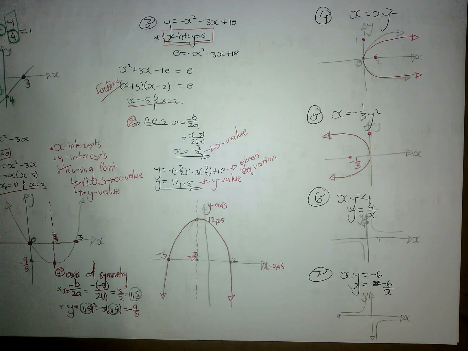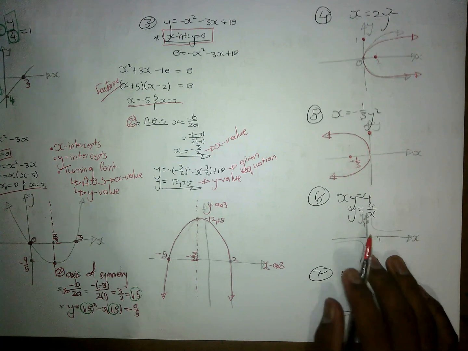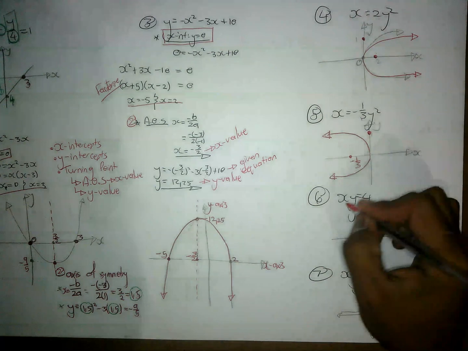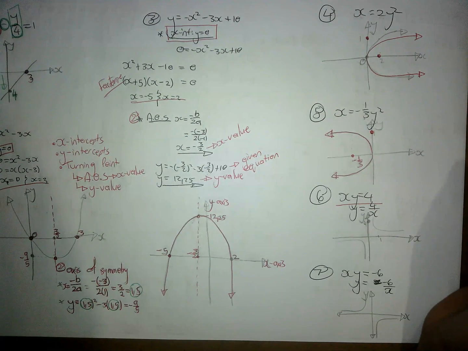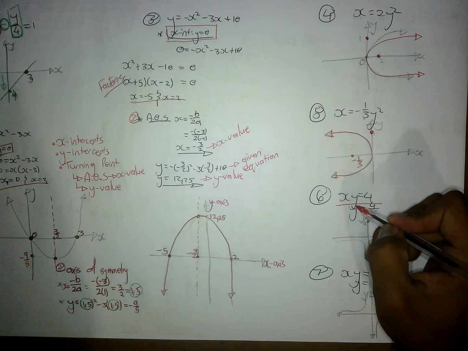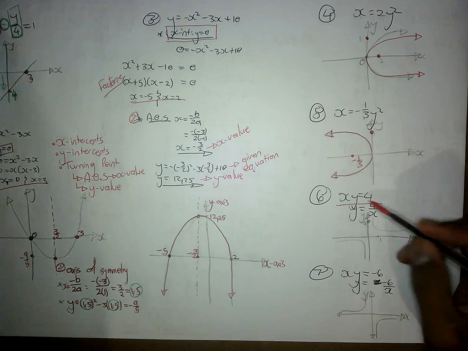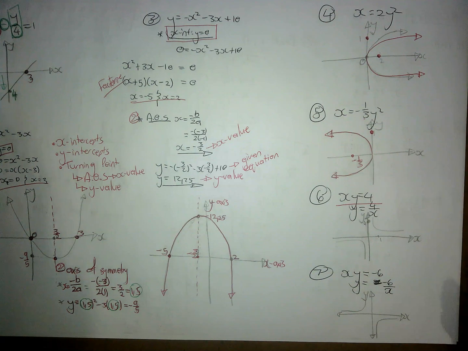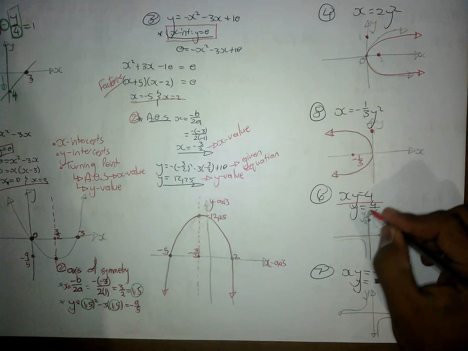This one is quite similar actually, but the numbers don't matter for number 6 and 7. All you must look at, let's say they give you xy equal to 4. All you do is solve for y basically. So you divide by x, and you have y equal to 4 over x, which is a hyperbola. The hyperbola is positive because it's a positive 4 over x.